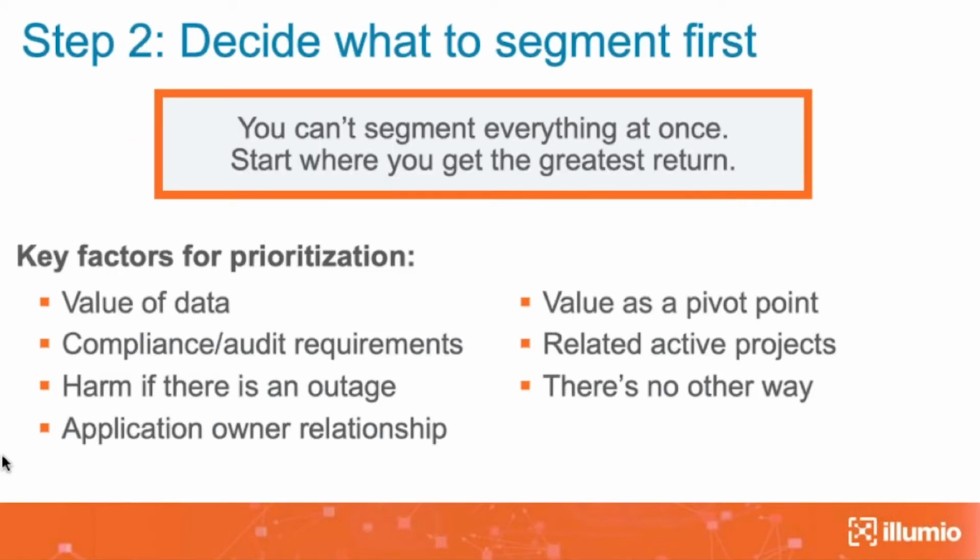Next, you want to decide what to segment first. You don't want to segment everything at once. It's like that old joke about how you eat an elephant. You eat an elephant one bite at a time. If you're under a compliance mandate, again, you might have a good idea of what you need to segment, like your PCI or SWIFT segment systems.